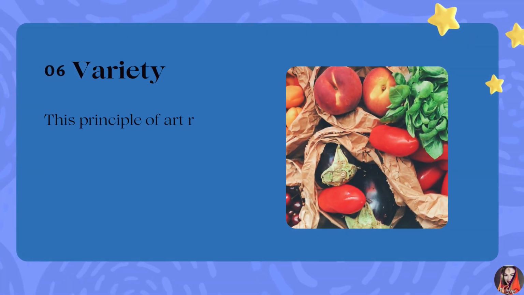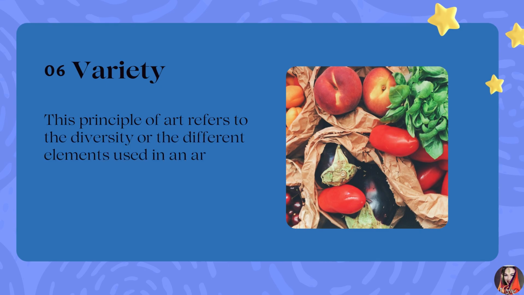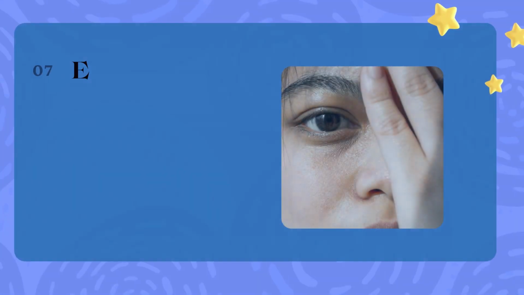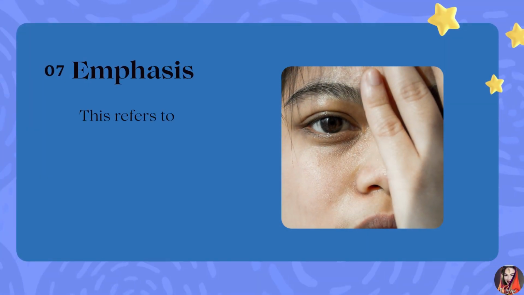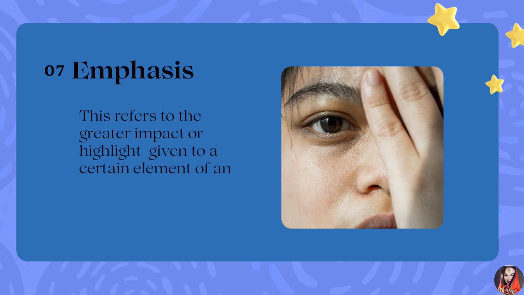Number 6 is variety. This principle of art refers to diversity or the different elements used in an artwork to make it more interesting. Number 7 is emphasis. This refers to the greater impact or highlight given to a certain element of an artwork.